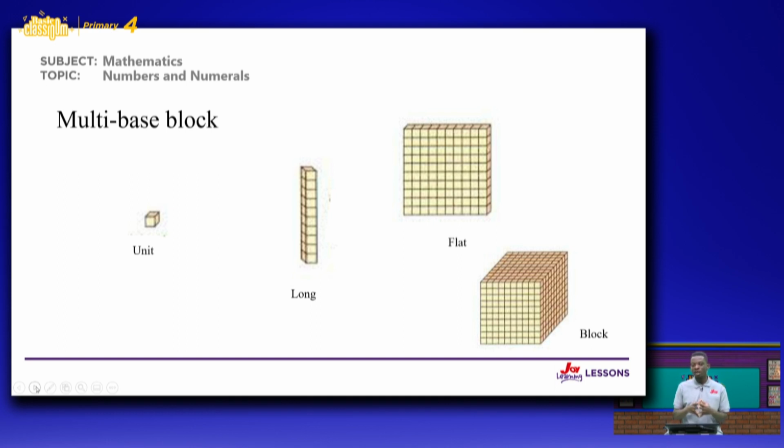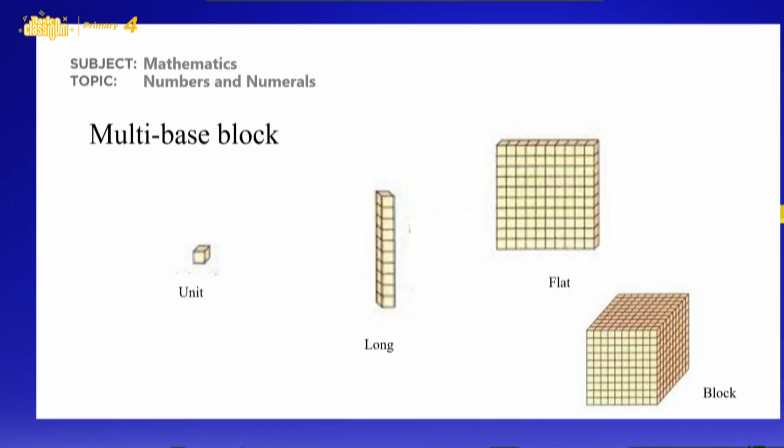We have earlier learned how to use the abacus to represent numbers. Then we're also going to use this multi-base block to represent numbers. So we have our unit, which is also called a cube. We have our long, which sometimes is called a rod. We have our flat, and we have our block. Let us go through again. We have our unit or the cube. We have our long or the rod. Then we have our flat, and we have what we call the block.